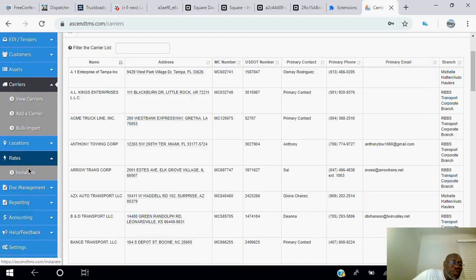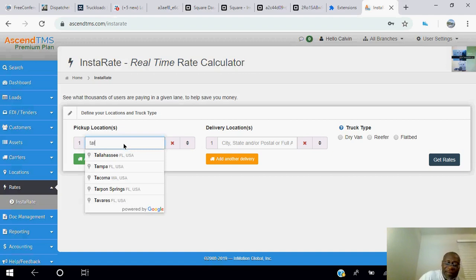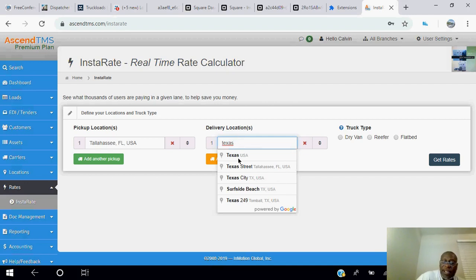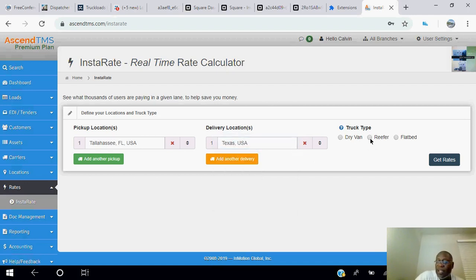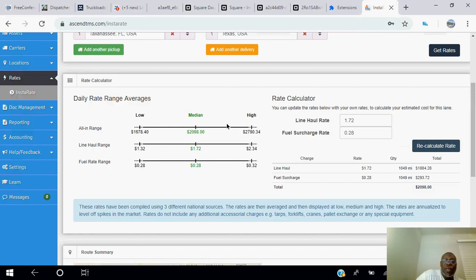You even have something here called in-freight, where you just have to know what the going lane rates are. Let's say Tallahassee, Florida to Texas. You have to put in the state, so just put in Texas. Then you click reefer, click get rates, and it's going to tell you what the average rate is, the middle rate, the low rate, and the high rate.